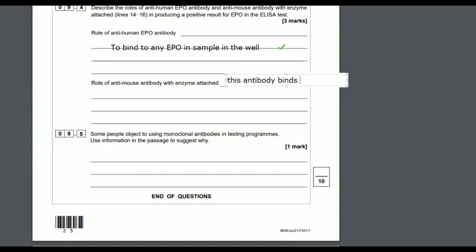What is the role of the anti-mouse antibody with the enzyme attached? Well, this antibody actually binds to the antibody that's already attached to the antigen. So this antibody is complementary to the human antibody, the anti-human antibody, and that binds to that. And it also contains an enzyme which will change color with a substrate.